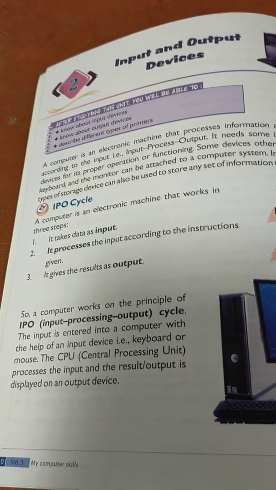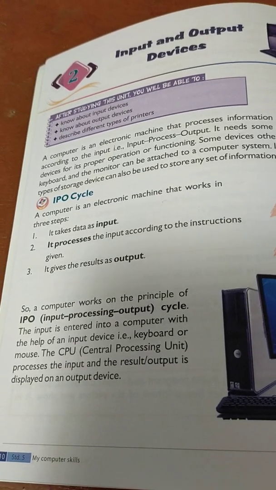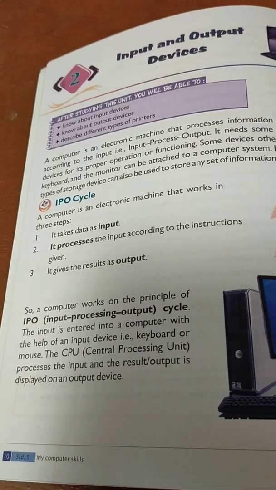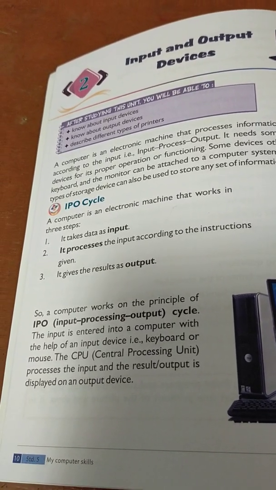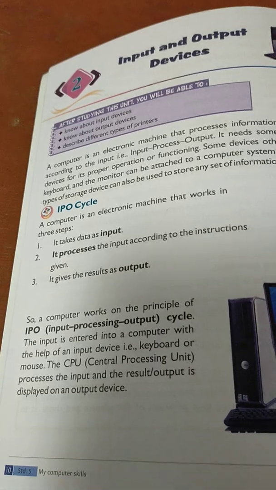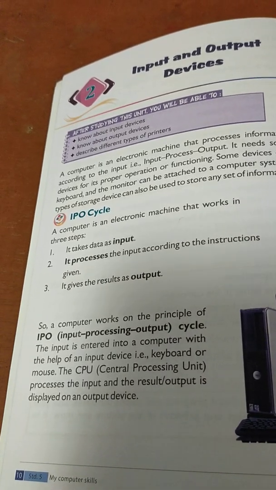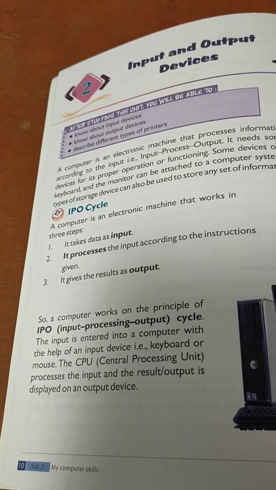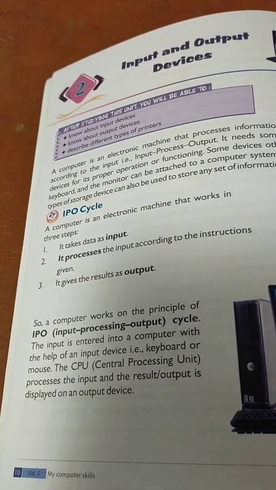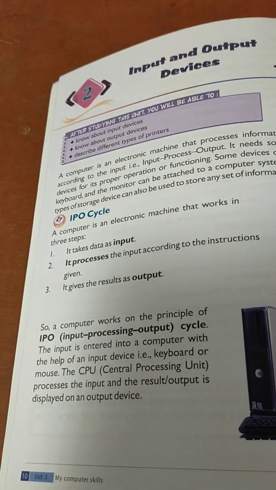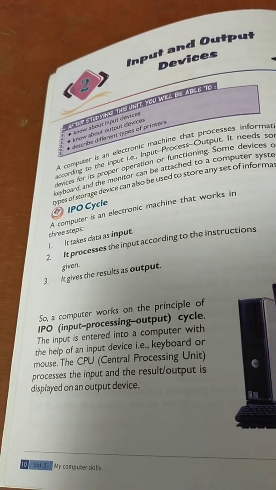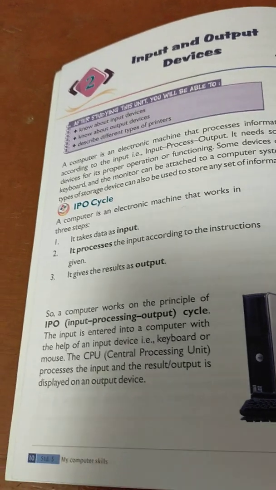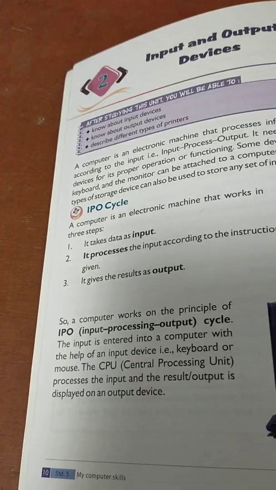The input which you enter in the computer with the help of the keyboard or mouse is the input. Suppose you type A, B, C, D, E, F, G, H, that is the input, and clicking an option with the help of the mouse is also input. And then the process is done by the CPU. The CPU does the process and gives the result to the output device, like the monitor or the printer.